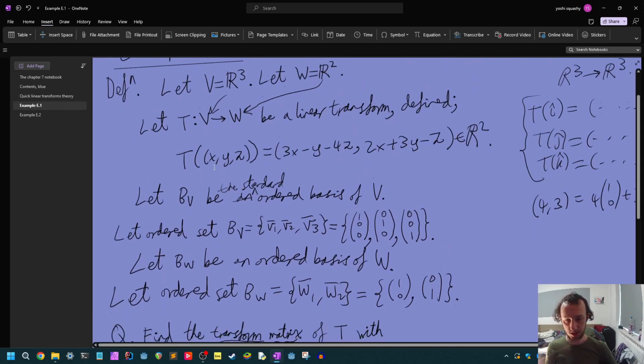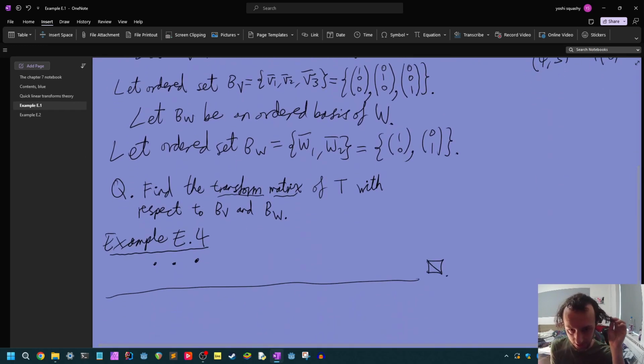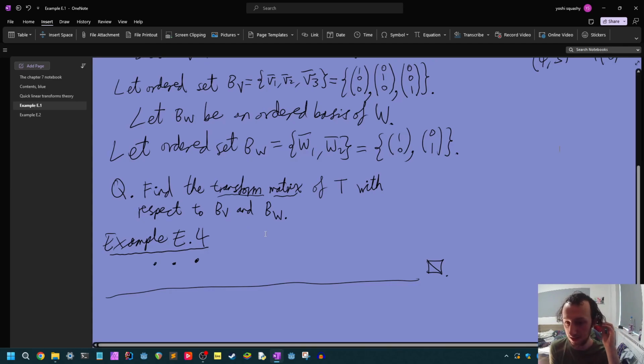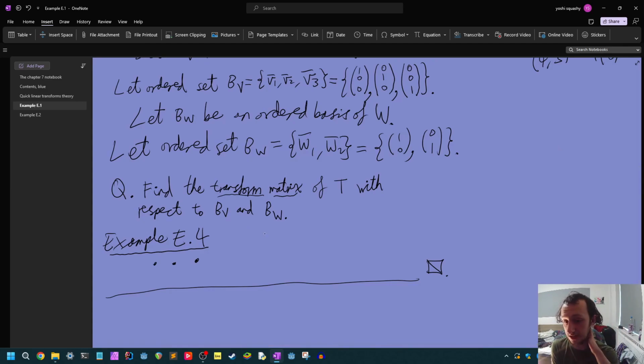Alright, I think we've digested the question. Now let's actually look at it. We need to find the transform matrix of T with respect to BV, BW. This "with respect to" is just a common thing you'll see. Transform matrices not only encode the transform T, but also give how T works with respect to some bases, and these don't have to be the standard bases. Indeed, as we'll see, the transform matrix will change if they're not the standard bases.